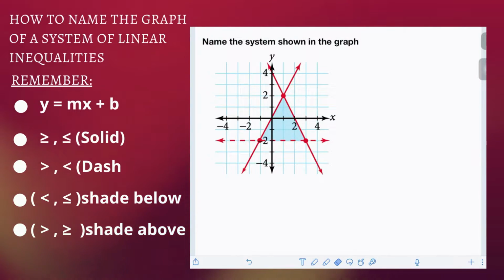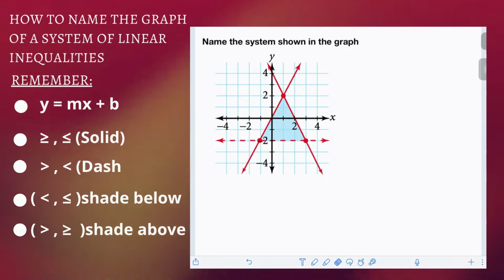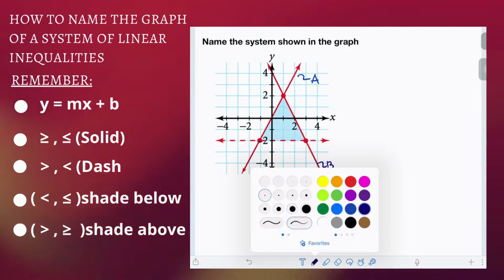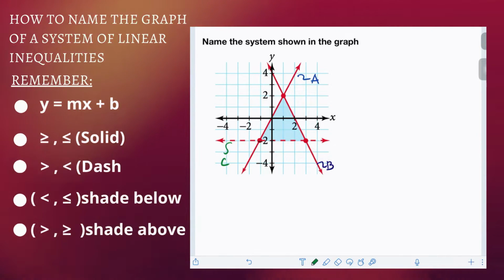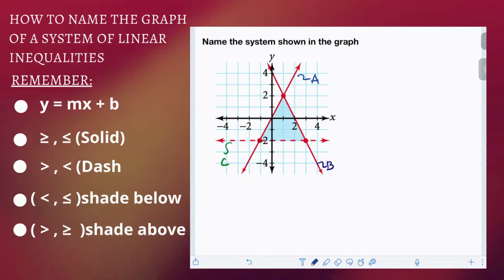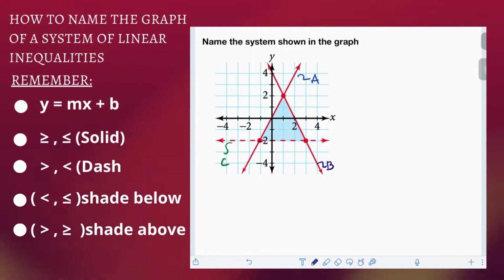Hello everyone! In today's video, I will show you how to name the system of linear inequalities. So let's start by labeling each inequality in the system. So we have here inequality A, then we have here inequality B, and then we have here inequality C. So we are going to find out the equation of the boundary line of each inequality. And we can use the slope-intercept form. Since we have the graph, it is convenient for us to find the slope and the y-intercept.